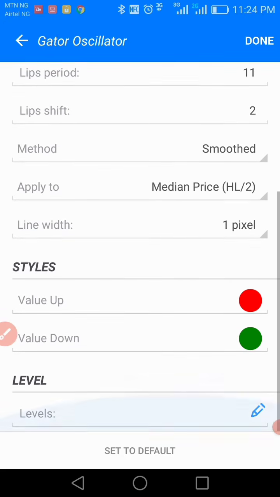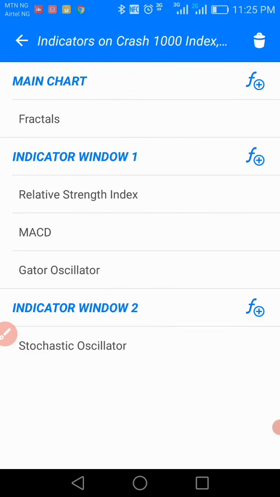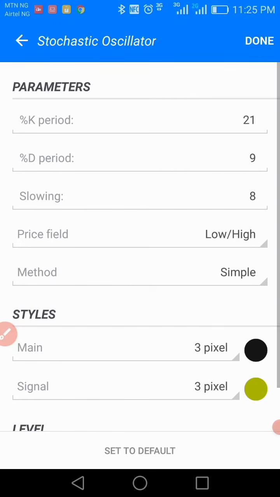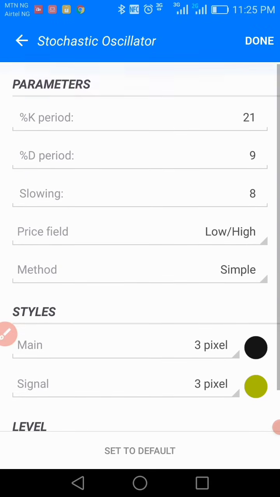The line width is 1 pixel. Then the colors: value up is red, value down is of course green. Then you go back and click done, and then we have indicator window 2. We have only one indicator there, and that is the stochastic oscillator. These are the parameters, okay?